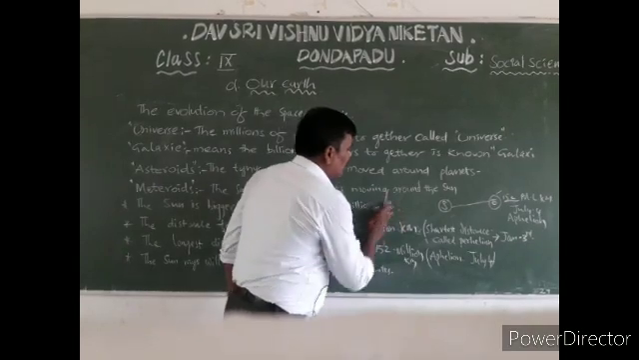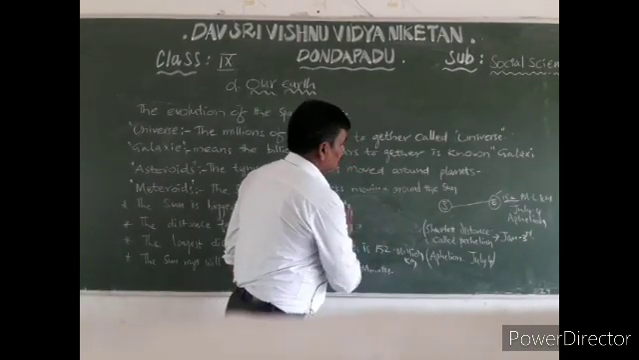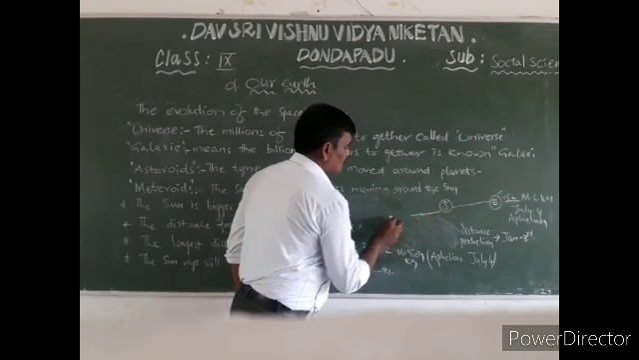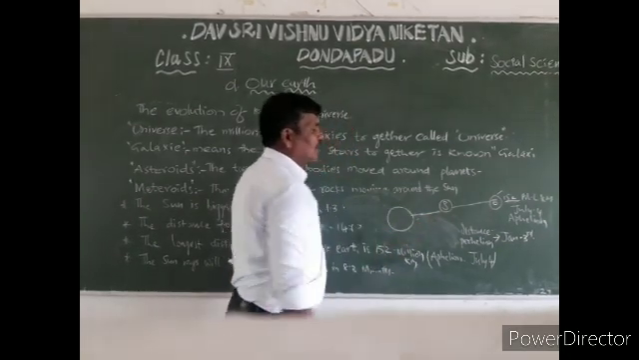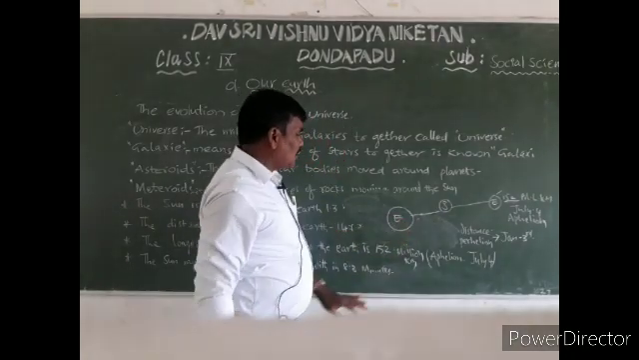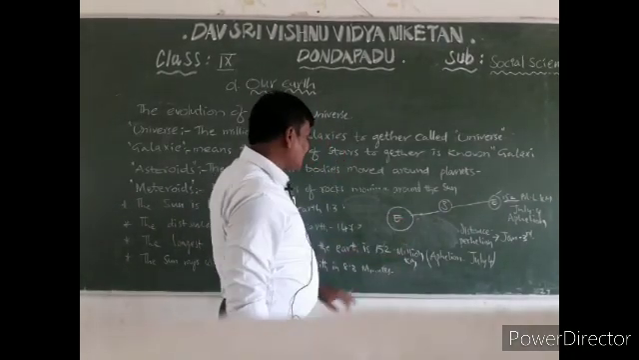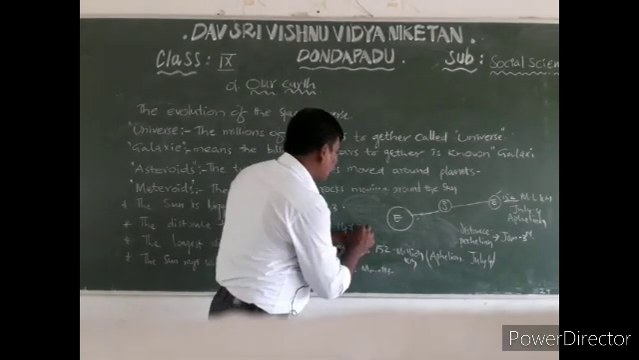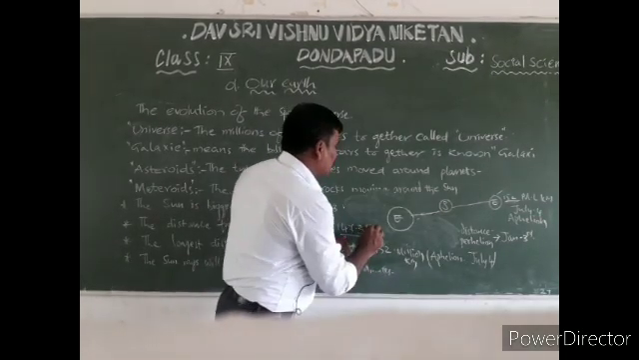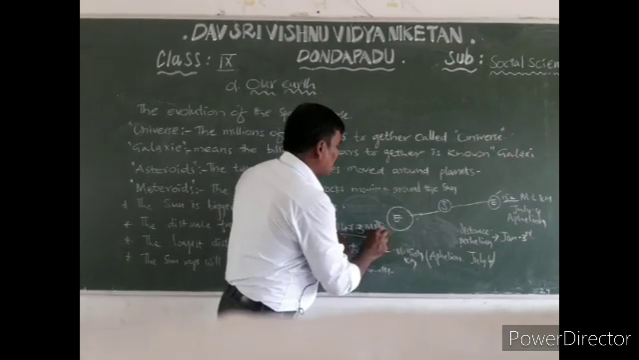Now let me write here. This is the nearest position, and this is the Earth. How many kilometers do we see here? 147.3 million kilometers.